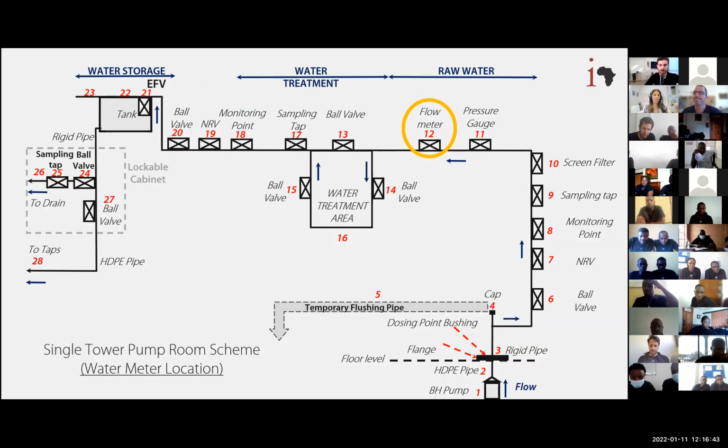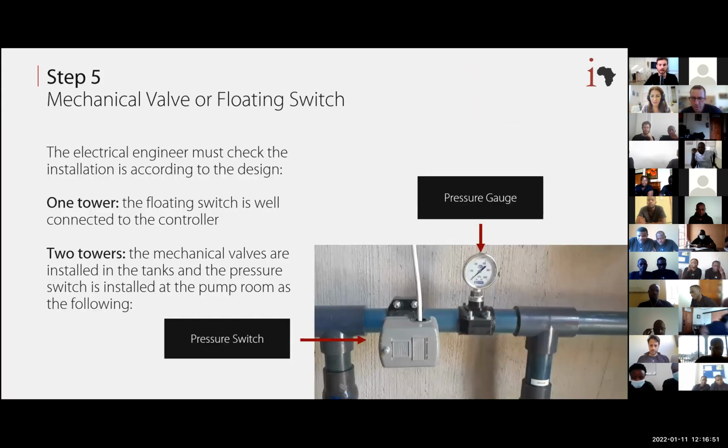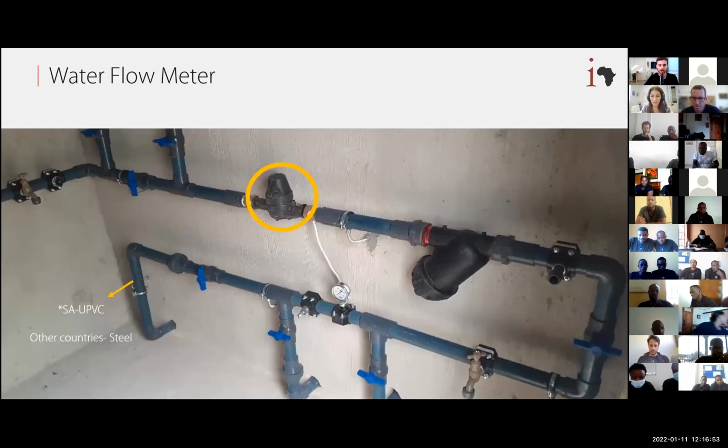Here you can see also from the diagram Tal showed you the location of the flow meter. This is in a single tower pump room. You can see it here. Here you can see a demonstration from South Africa of the location and a picture of the pump, the water meter, sorry. And here you can see in South Africa they use UPVC, but in other countries we use steel, so don't be confused.